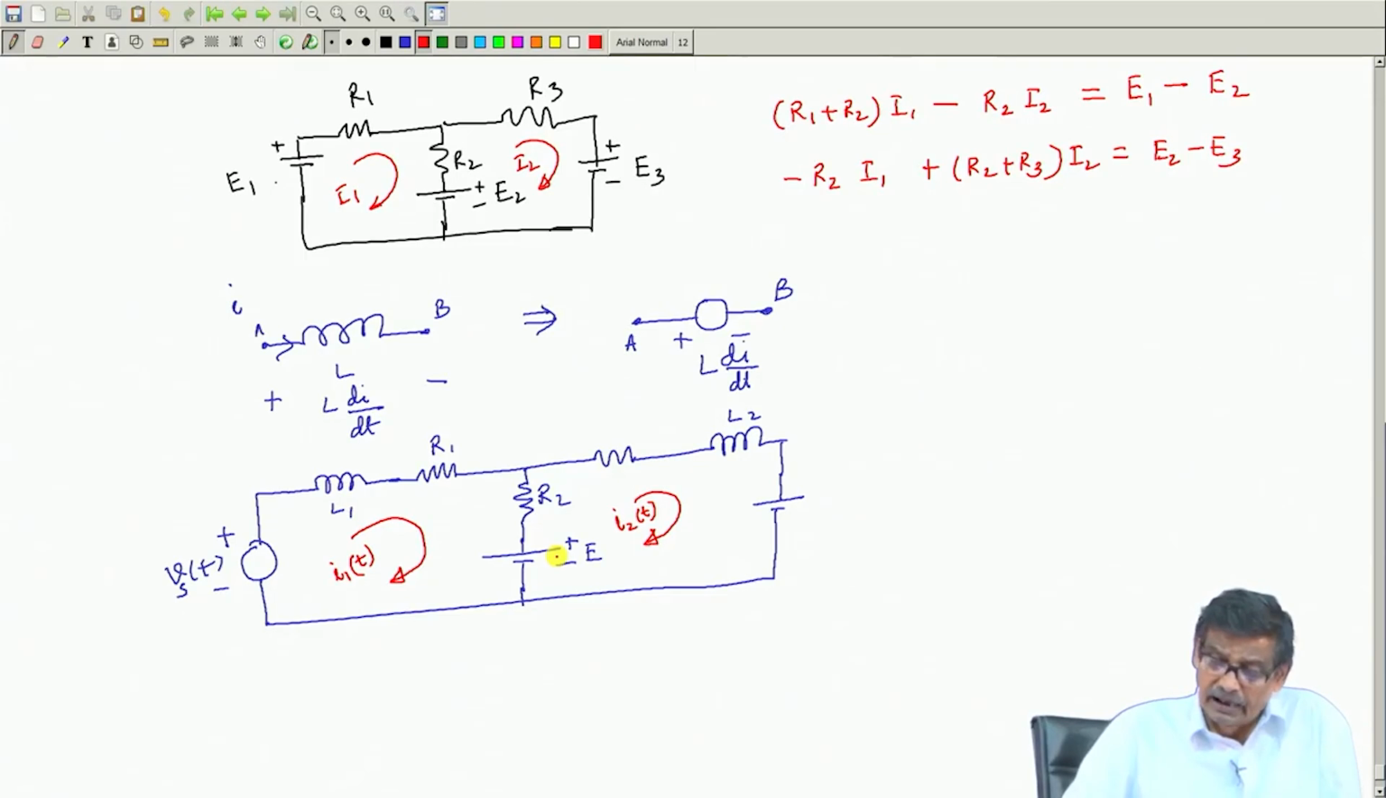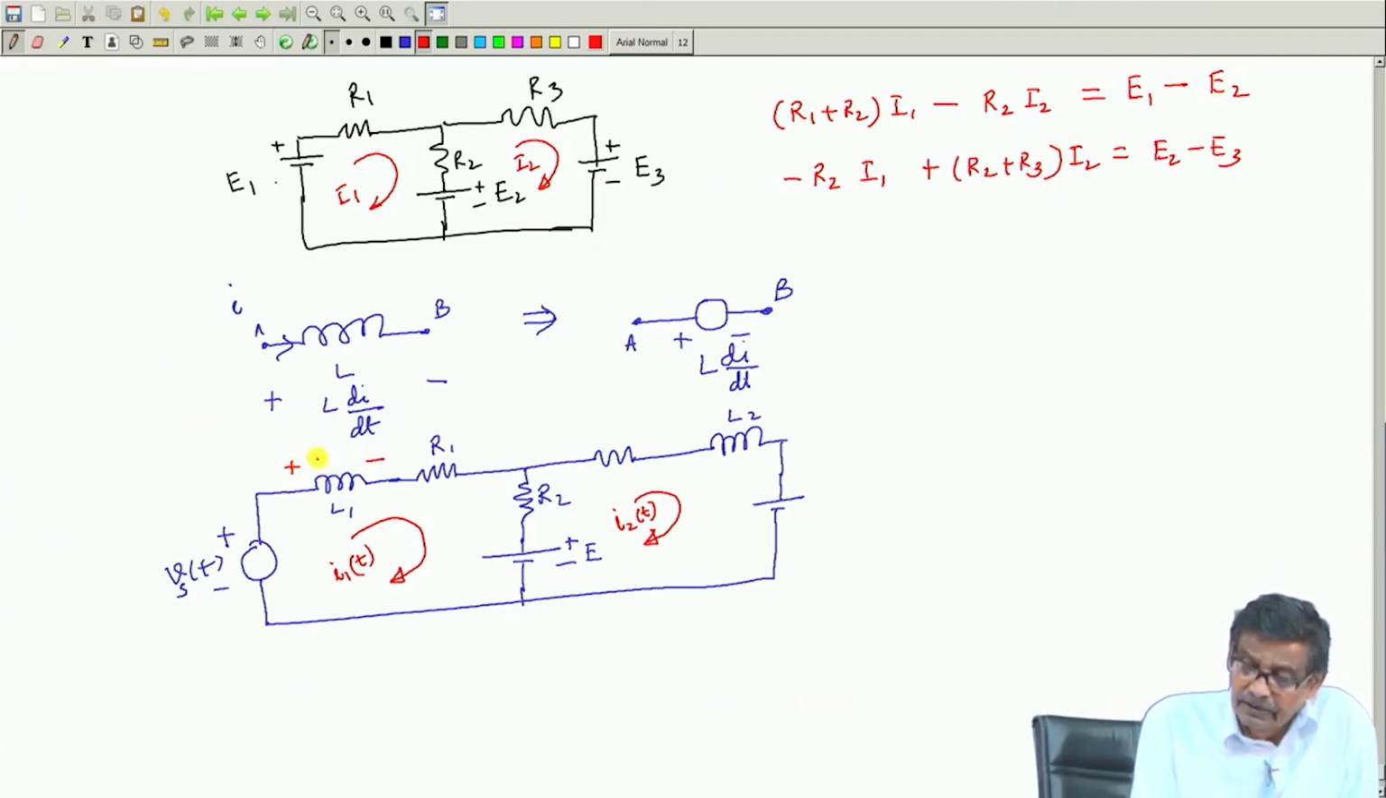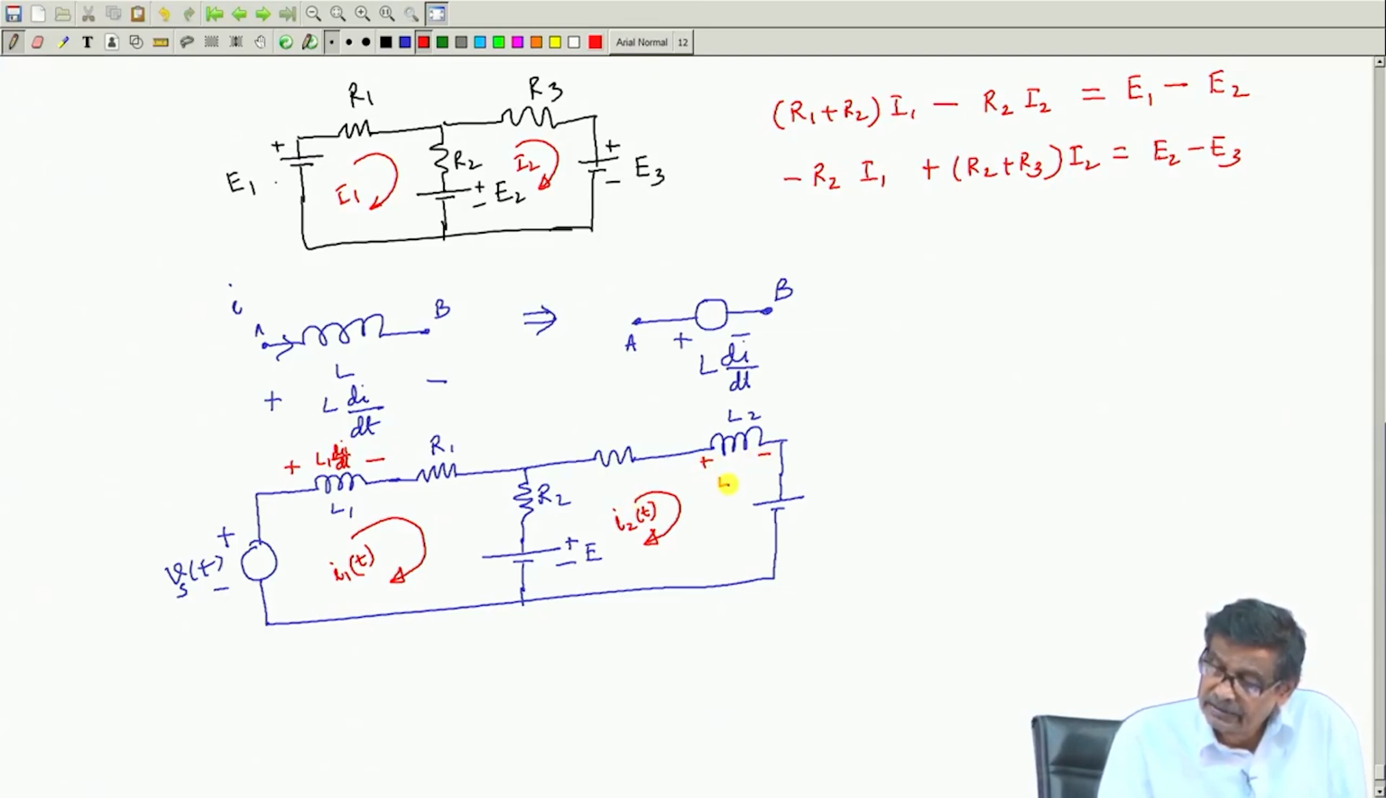Now, I want to write down the KVL equation in this one. You have assumed i1, so the voltage drop across the inductance will be L1 di1/dt, and in this inductor, I2 is flowing, so plus minus L2 di2/dt. Once you do this, and suppose this voltage is E1 and this voltage is E2, then I will once again apply the same technique in this way.